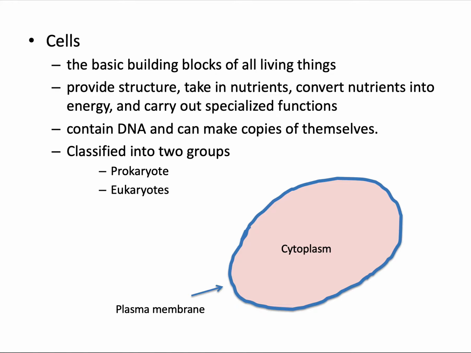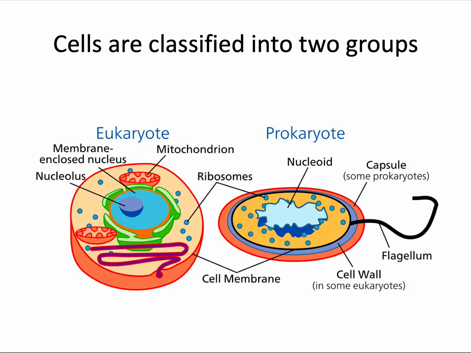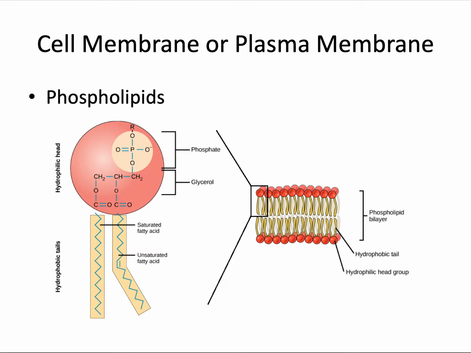So there are basically two groups of cells, the prokaryotes and the eukaryotes. They all have a cytoplasm and a plasma membrane. So that's one commonality that you find between these two types of cells. There are more differences between the two, and we'll delve more into that. But first, we'll look at the cell membrane or the plasma membrane.